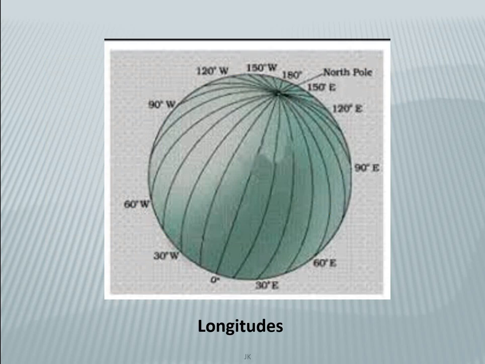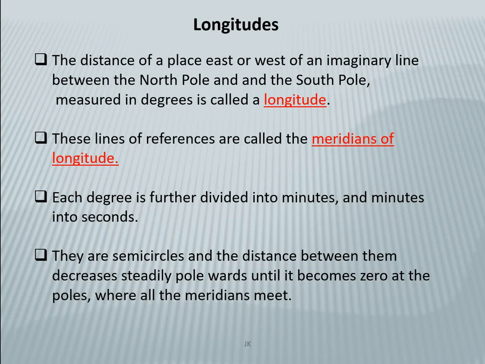Now comes the concept of longitudes. Let's see what a longitude is. The distance of places east or west of an imaginary line between North Pole and South Pole measured in degrees is called a longitude. Again, longitudes are measured in degrees like latitudes. But here you can see we measure it east or west, like latitudes were measured from north to south. The longitudes are places east or west of an imaginary line.